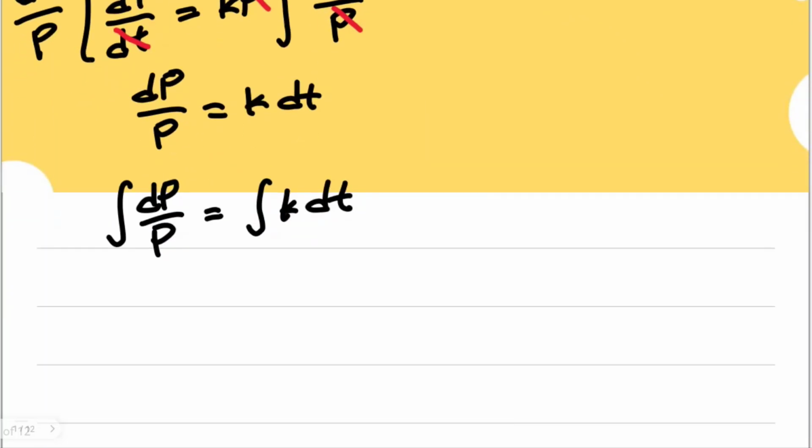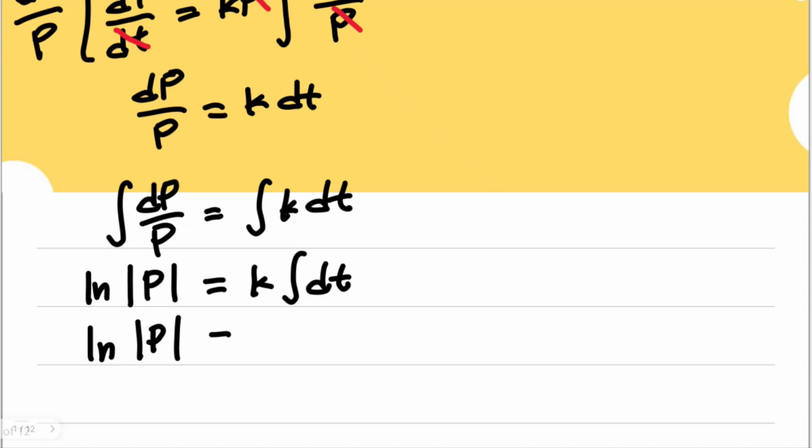Okay, so we know that the integral of dP over P is the natural logarithm of the absolute value of P. And for this side, we can factor out k, being the constant. So you will have the integral of dt. You will have the natural logarithm of P with respect to kt, and of course, plus a certain C. That's the result after integrating both sides.